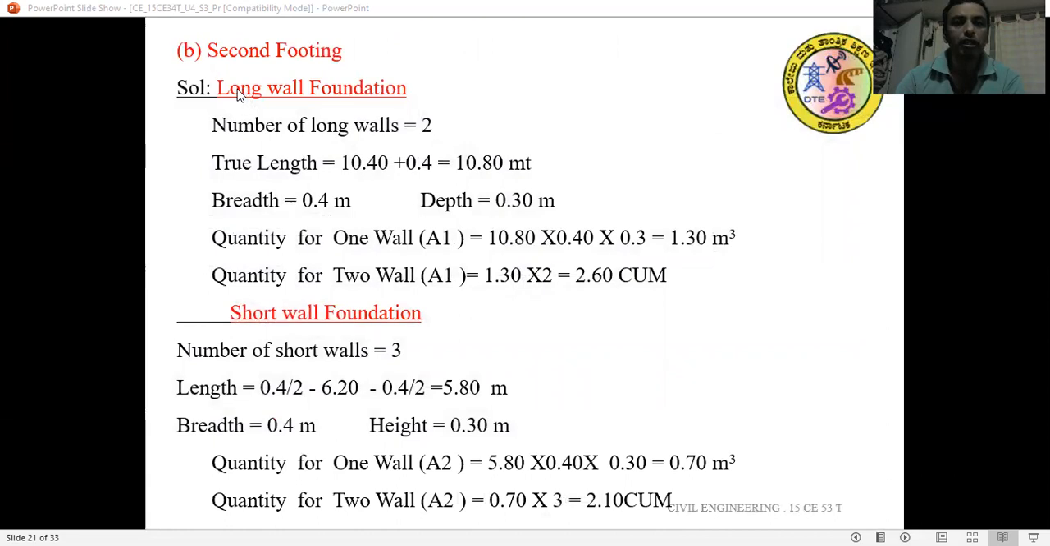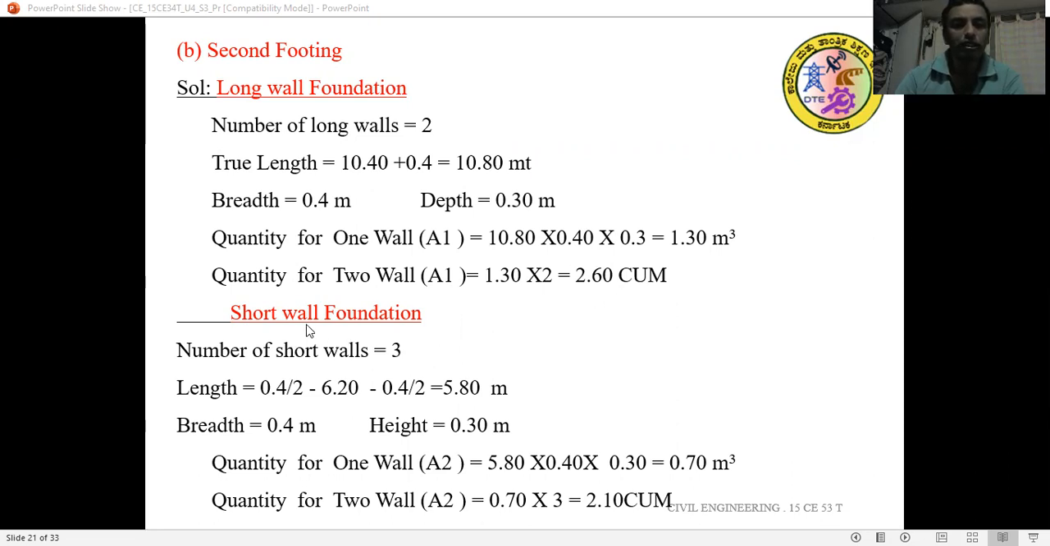Then similarly calculate the second footing. This is above the first footing. Number of long walls is the same, 2 number. True length of the second footing is equal to 10.4 meter plus 0.4. 10.4 is the center length of the long wall, plus 0.4 meter which is the width of the second footing. We get 10.8 meter as the true length. By knowing the breadth 0.5 meter and the depth 0.3 meter, you can easily calculate the quantity for one wall in the second footing in the long wall, which is equal to 1.3 meter. For two number of walls, automatically it is 2.60 cubic meter.